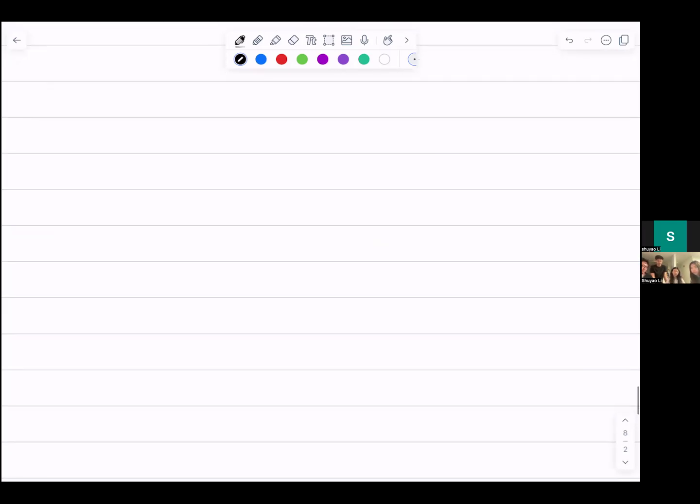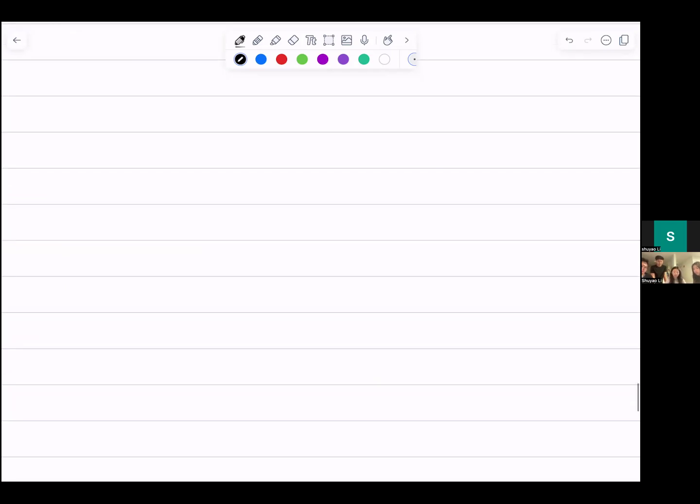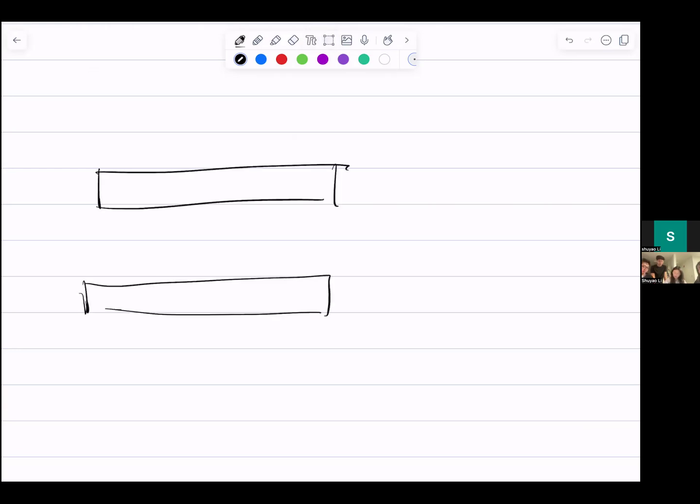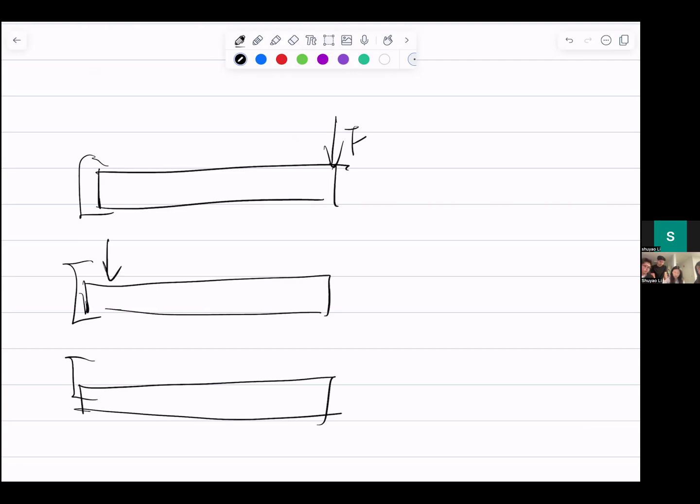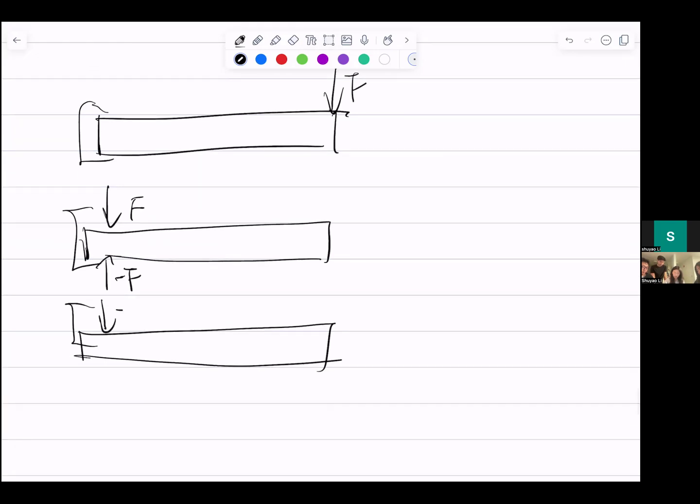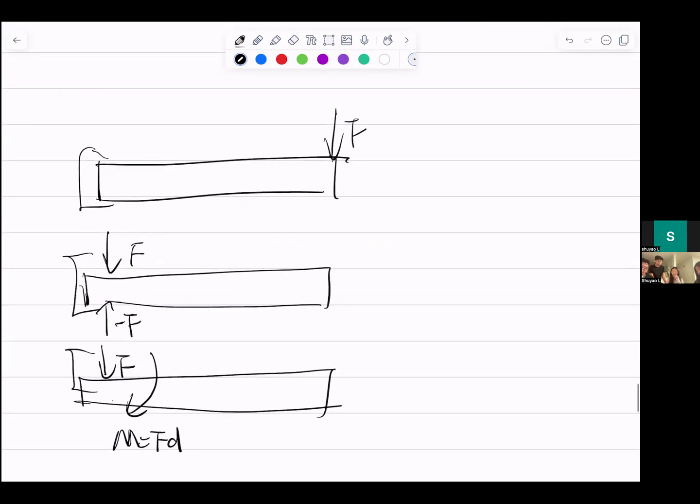So lecture 8 is equivalent force couple. I have a question for you guys. Basically, if I have three bars like this, and one has an F here, and this is just a pin, and then this one is F, and then negative F. And then this is F, and I told you there's a moment, M equals F times D. Then do I think those moments are the same?